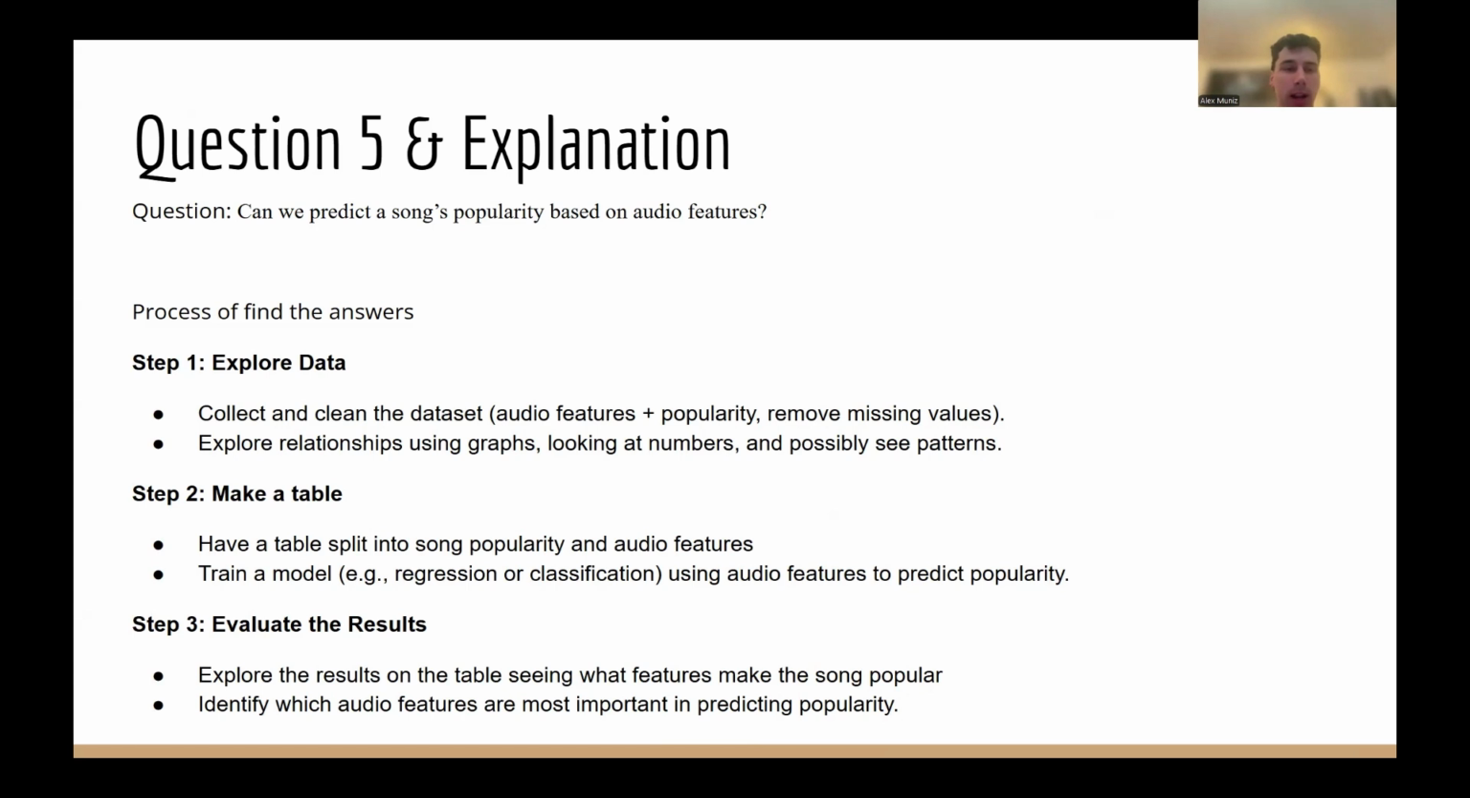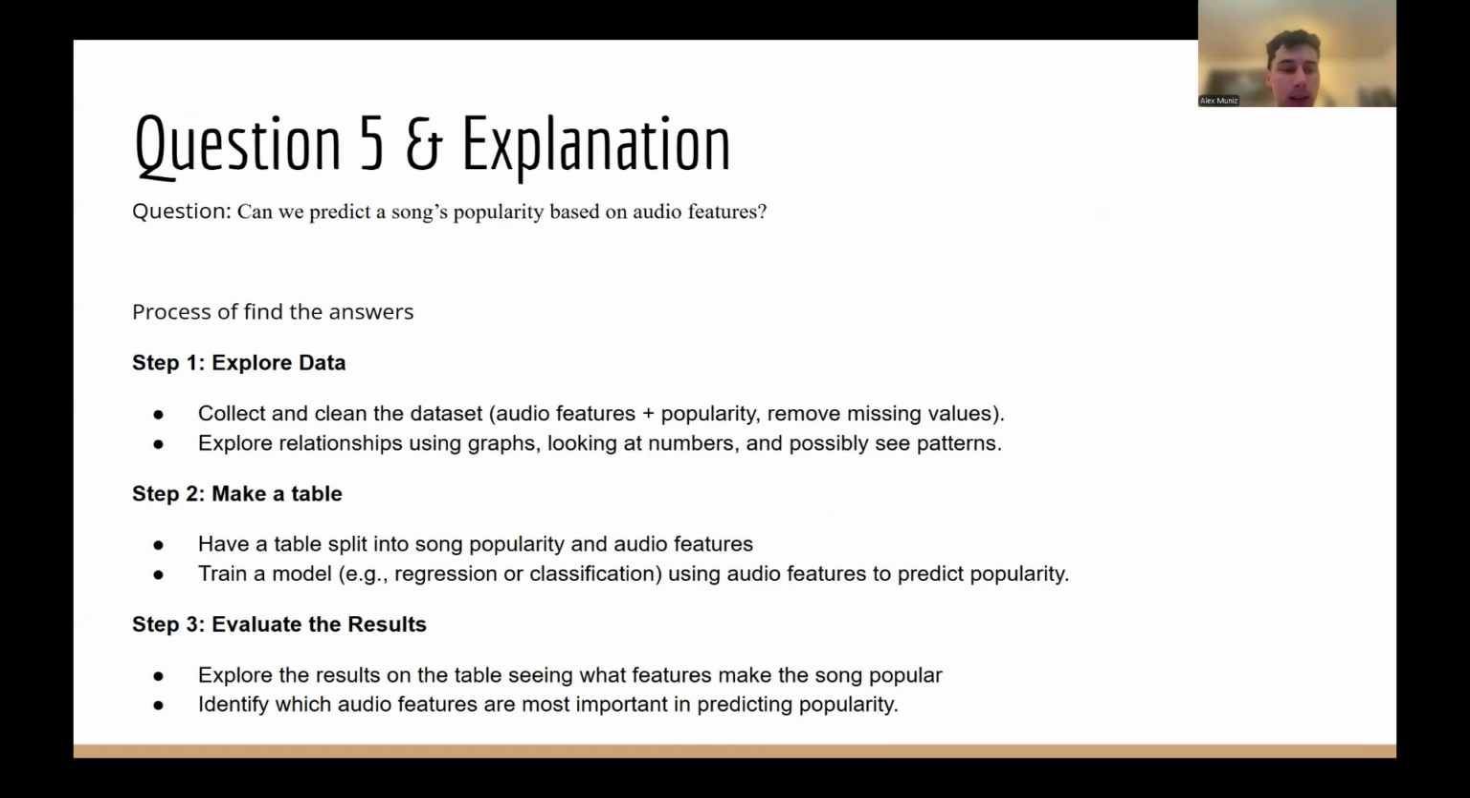And then the question that I ask is, can we predict a song's popularity based on audio features? Step one would be exploring the data: collect and clean the data set, audio features and popularity, and then removing missing values or adding values that need to be added. And explore relationships using graphs, looking at numbers and possibly seeing patterns.